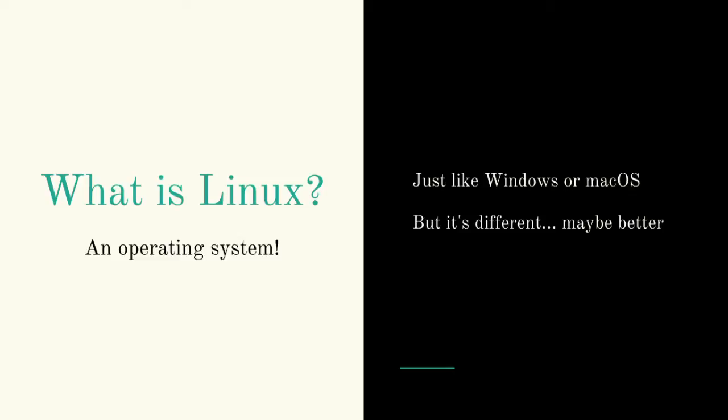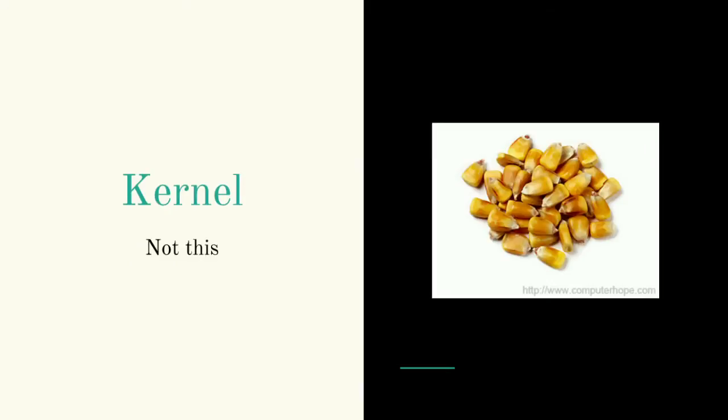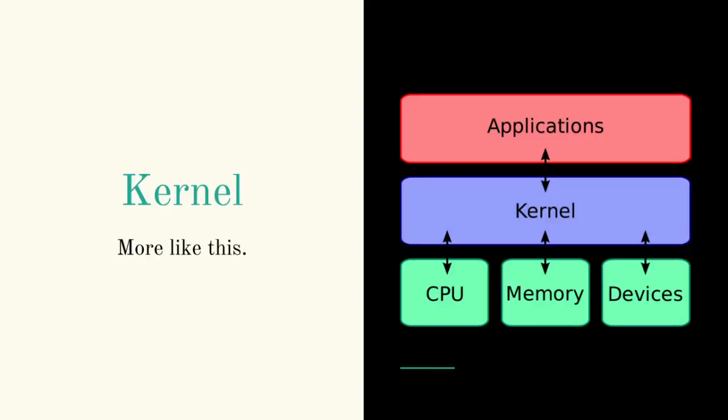And where it gets its name is from its kernel. The kernel that runs Linux is the Linux kernel. And I know that I'm going to be throwing some jargon at you, so let's get this out of the way. Not talking about this when I'm talking about kernel. Talking about more something like this. So the kernel is the part that translates between the software on your system and the CPU, the memory, all of the physical bits of your computer.